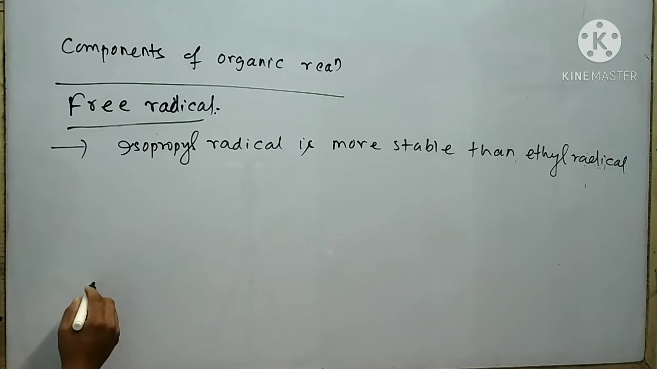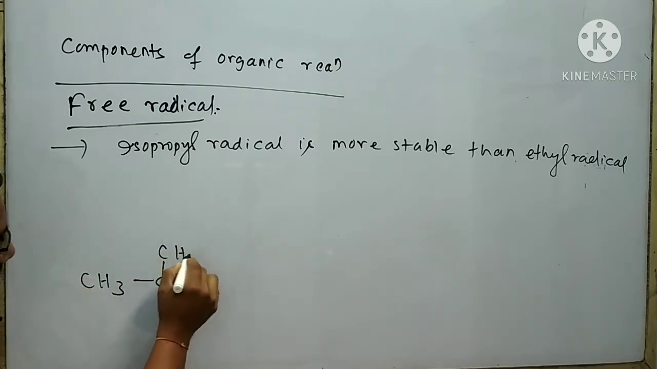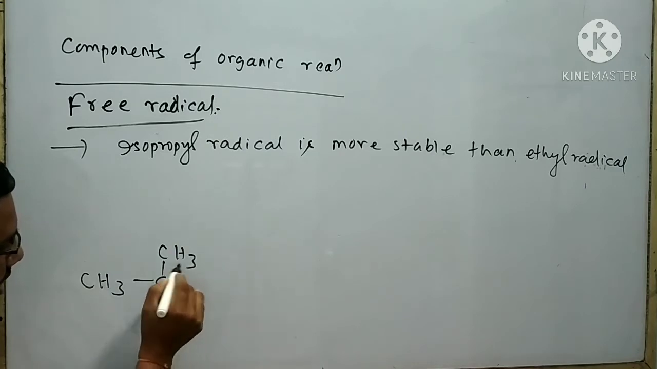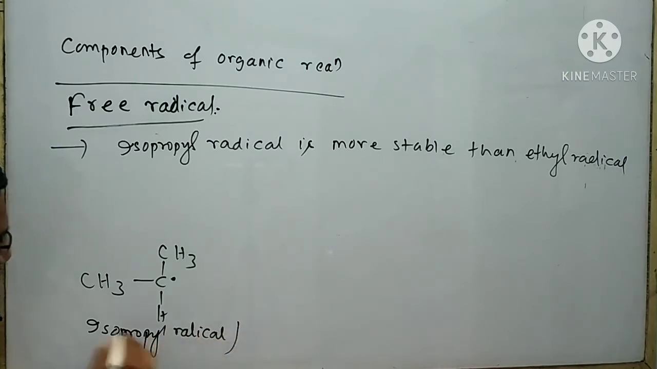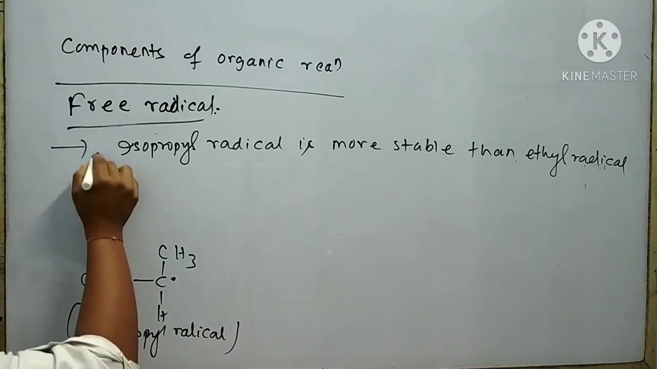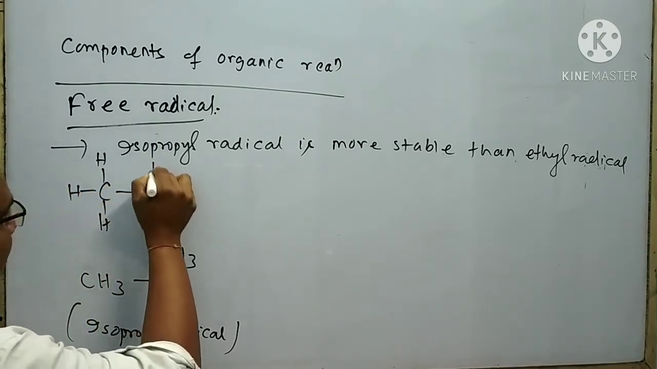The structure of isopropyl radical is drawn like this. This is the structure of isopropyl radical. This is the structure of ethyl radical.